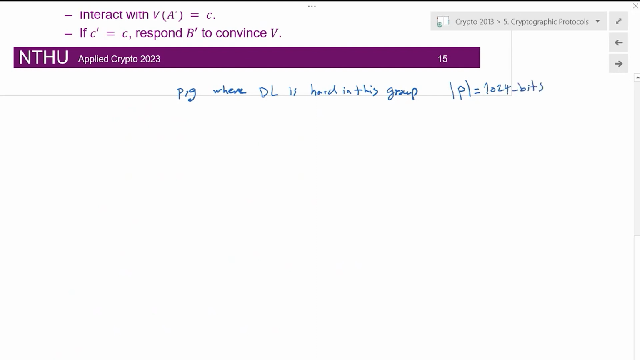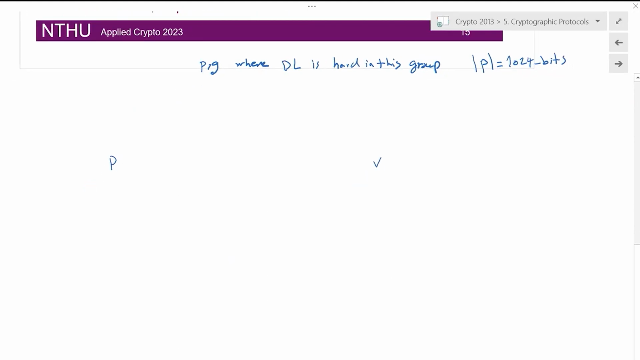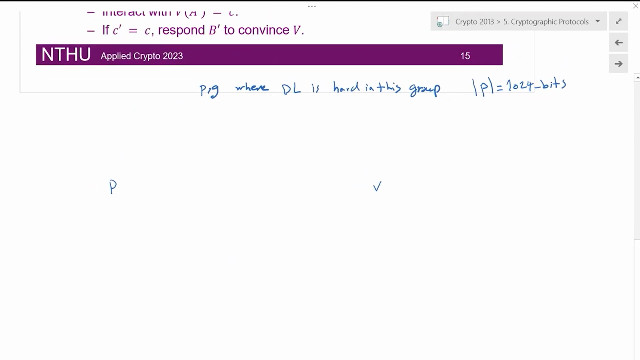So we have our prover over here, and then we have our verifier. The prover would start by generating a secret S, which is an integer we randomly take from Z(p-1).